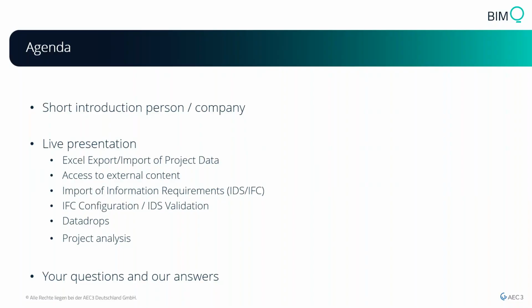The next topic concerns the IFC configuration. What possibilities do we have here in the IFC mapping for elements and for properties, and how do we use it in the IDS verification? And here we will also take a closer look at this checking process. And for the final topic, we want to look at the functionality of data drops. That means project data or information that we required at a certain point in time.